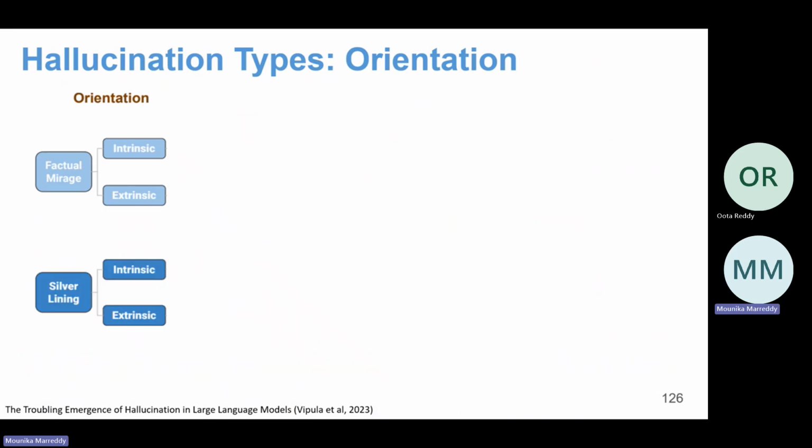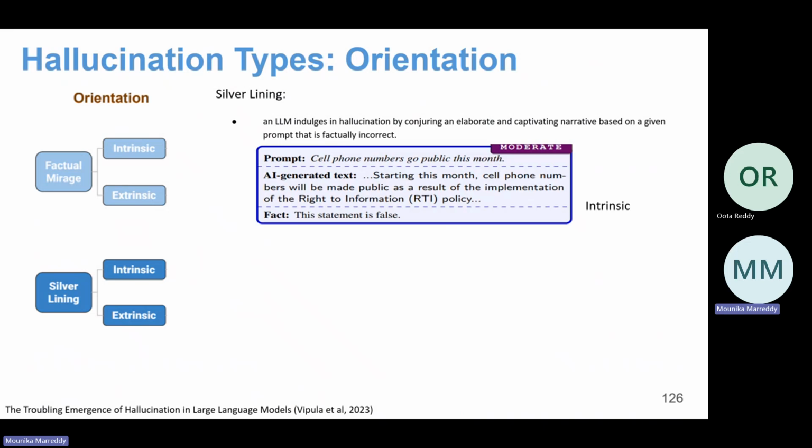Then comes the orientation. So what is meant by orientation? In orientation, we have 2 types. In silver lining, we have again 2 types, intrinsic and extrinsic. Let's talk about the silver lining. An LLM indulges in hallucination by conjuring an elaborate and captivating narrative based on a given prompt that is factually incorrect. Let's see this with the help of an example.